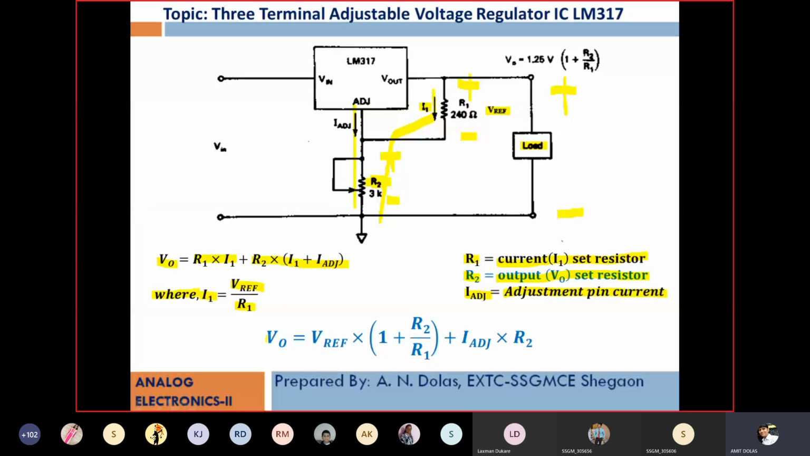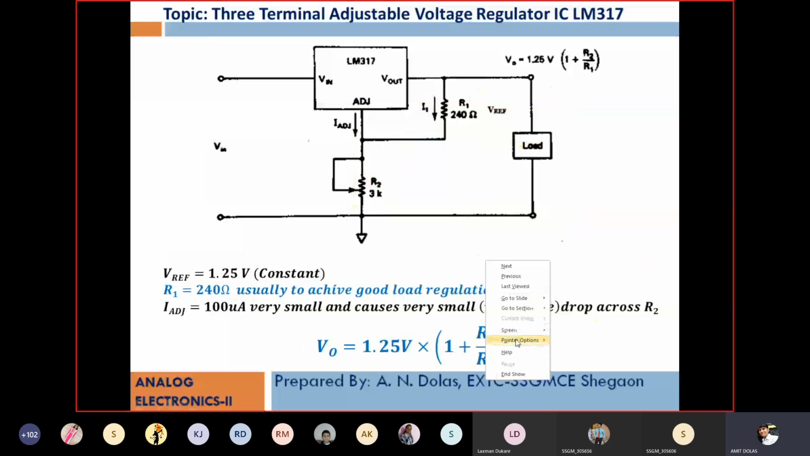Therefore, in your output formula, separating these terms R1 and R2, we get output voltage equal to V reference, which is 1.25 volt, multiplied by in bracket 1 plus R2 by R1, where R2 is the voltage set resistance, R1 is the current set resistance, plus I adjust into R2. Moving to the next PPT.